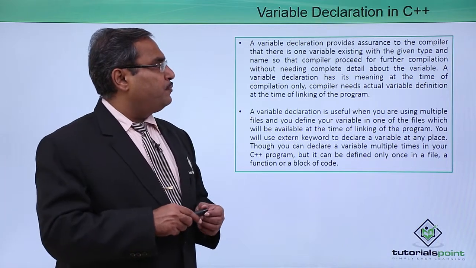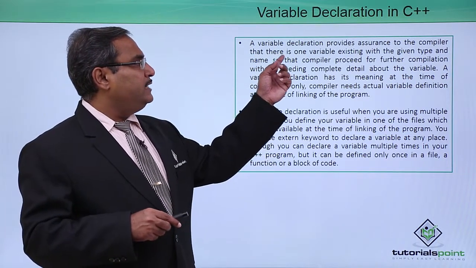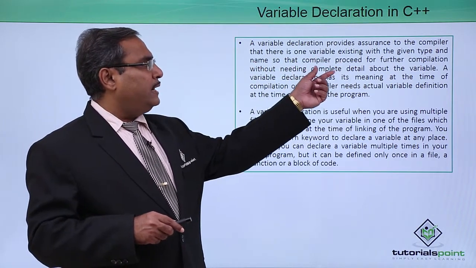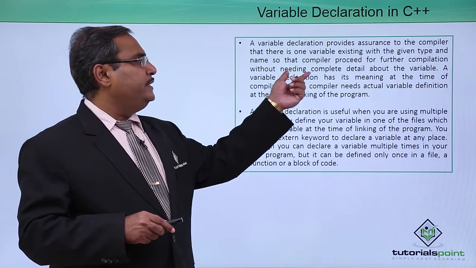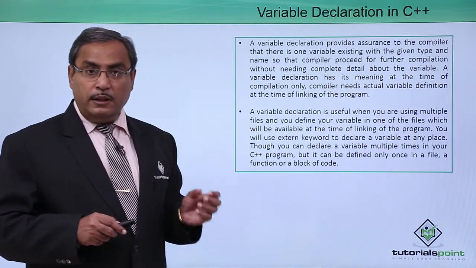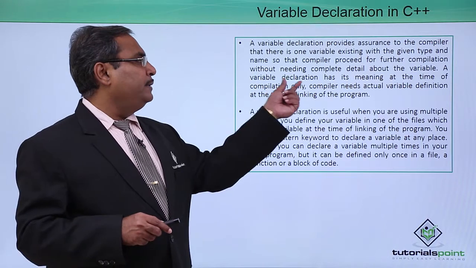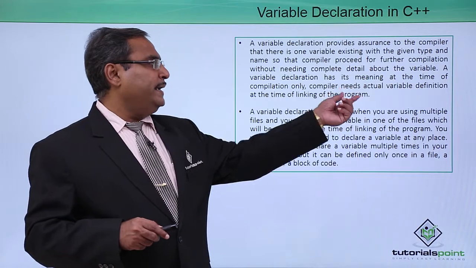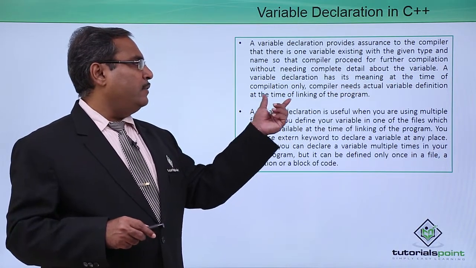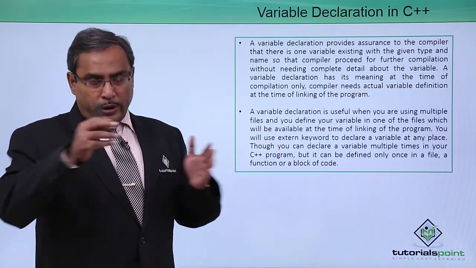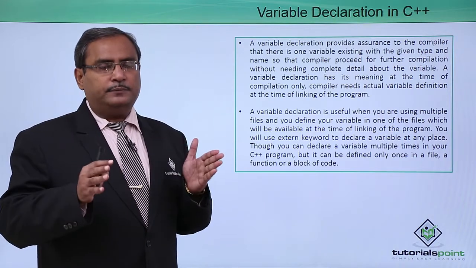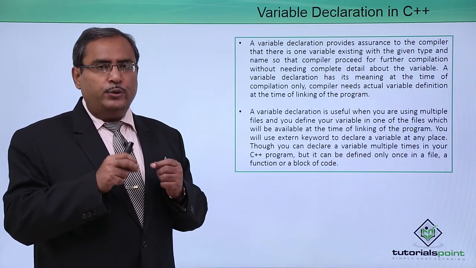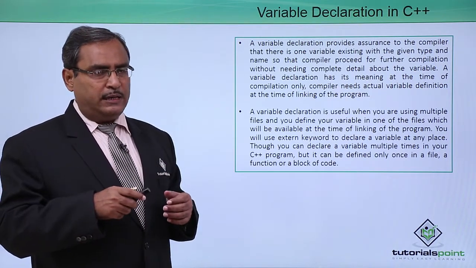A variable declaration provides assurance to the compiler that there is a variable existing with the given type and name, so that the compiler can proceed with further compilation without needing complete detail about the variable at that moment. A variable declaration has its meaning at the time of compilation only. The compiler needs the actual variable definition at the time of linking of the program. When multiple programs are linked, during the linking phase, the variables which are declared will have their respective definitions.